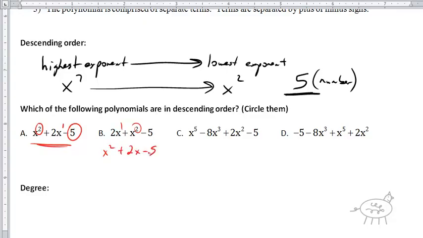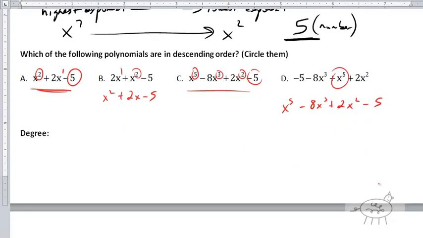Okay, this one is, because it's a 5, then a 3, then a 2, then a number. So this one is good. And this one is not. Again, we're going to put the x to the fifth first, and then minus 8x cubed, and then plus 2x squared, and then minus 5. That's now in descending order.